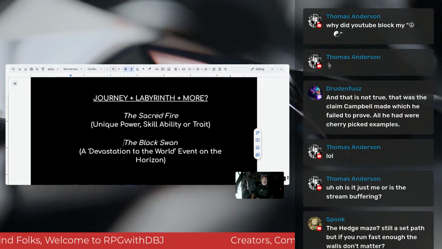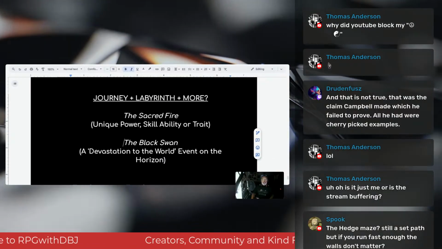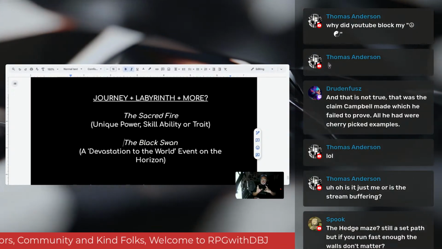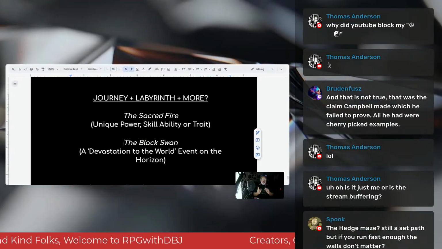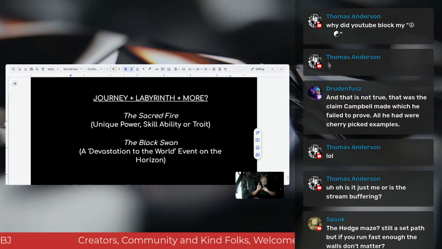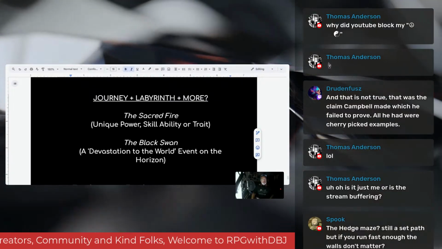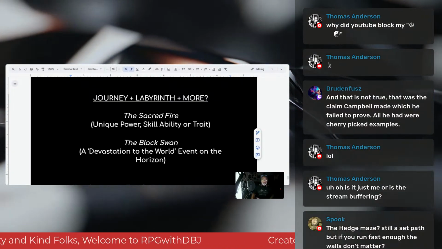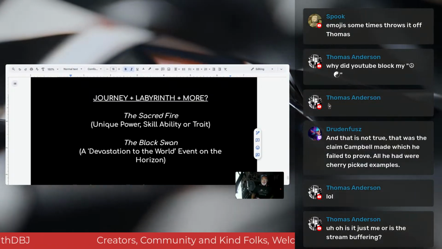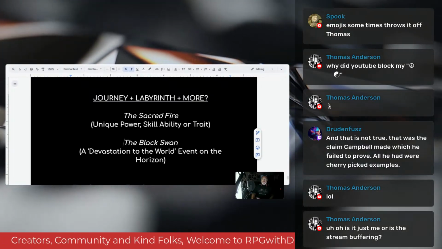I put the sacred fire and the black swan up at the top because these are two notable features. I actually think the sacred fire is missing from the hero's journey, and also the black swan event is something that happens in the labyrinth. The sacred fire is a special, unique power, skill, or ability that our main character or characters have.